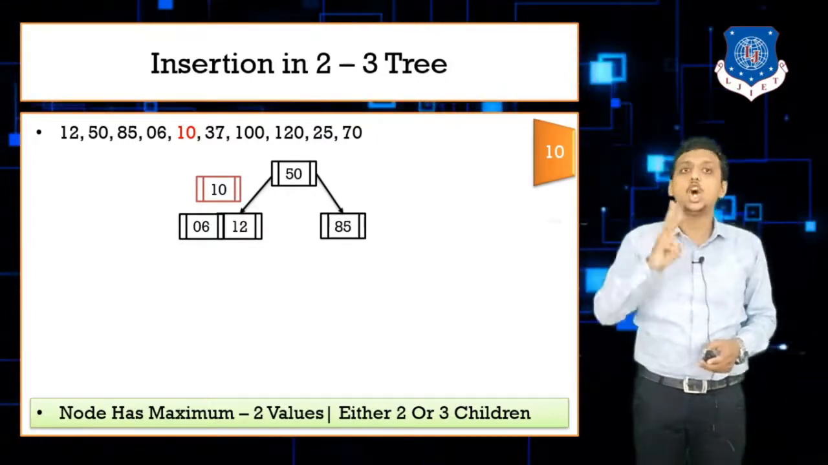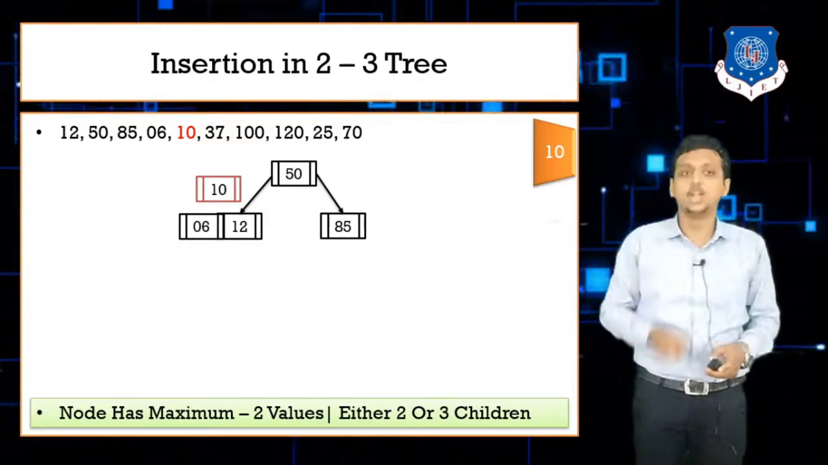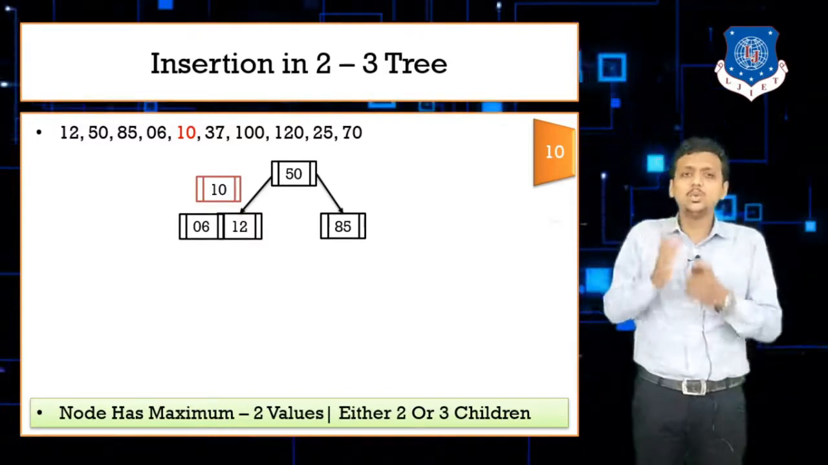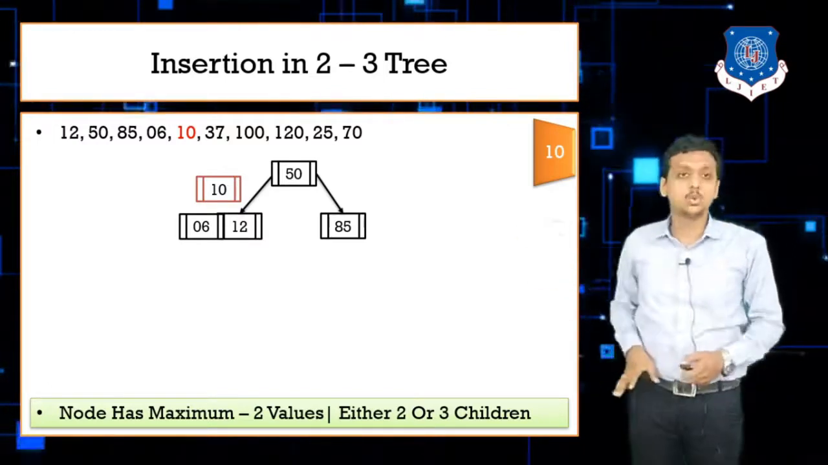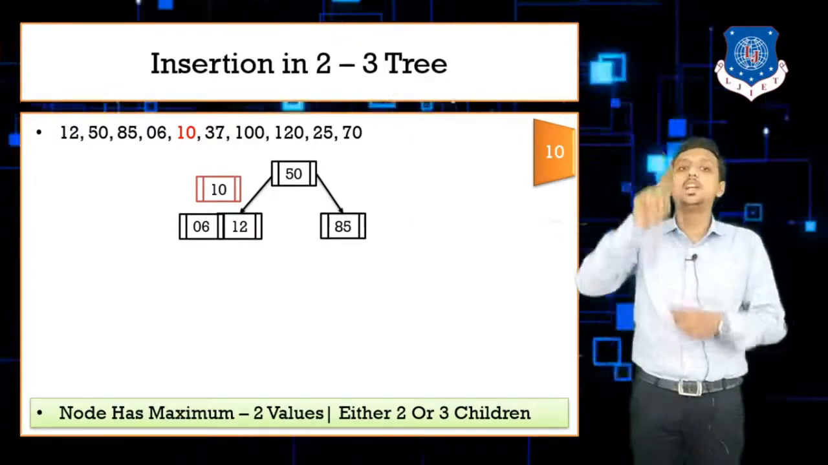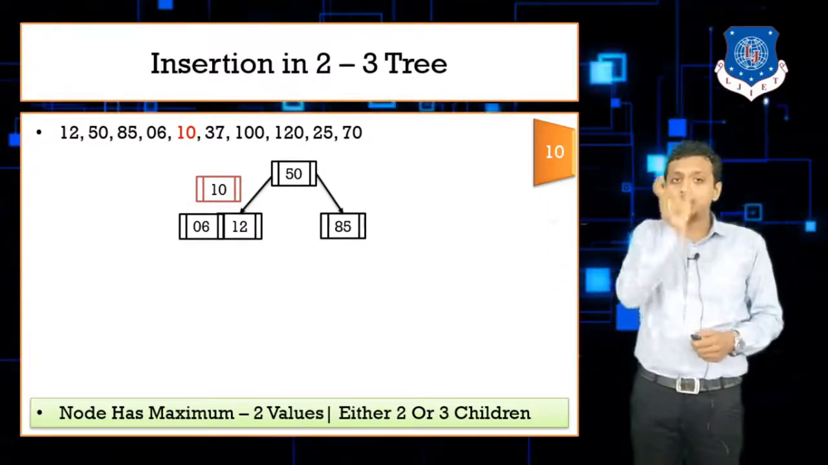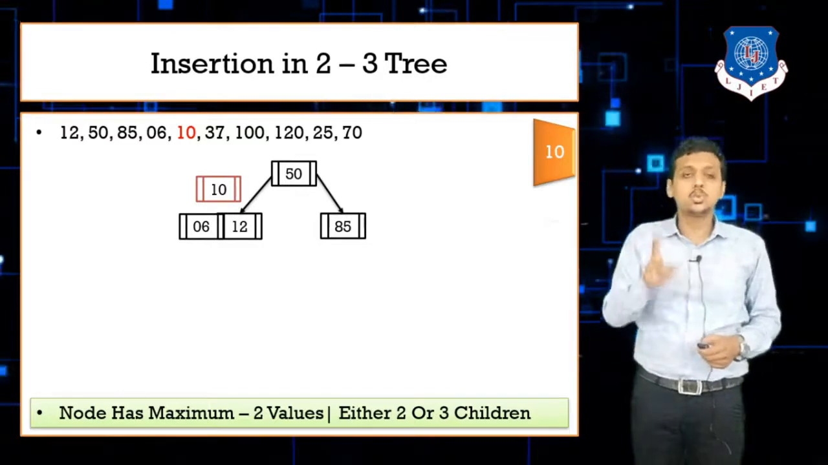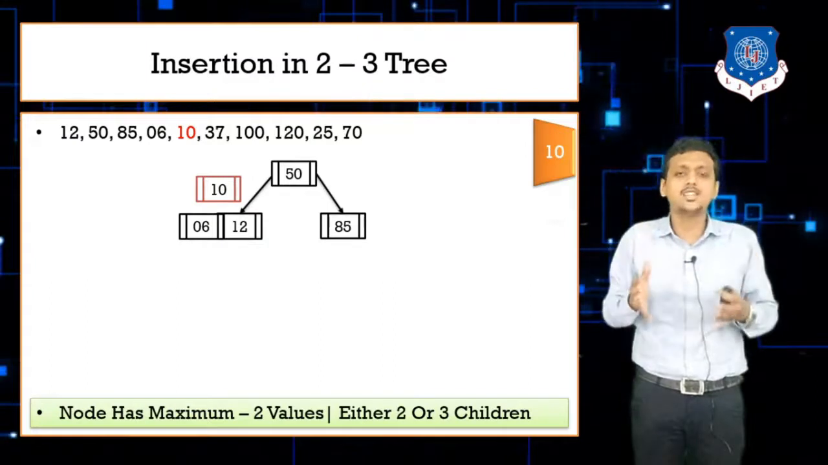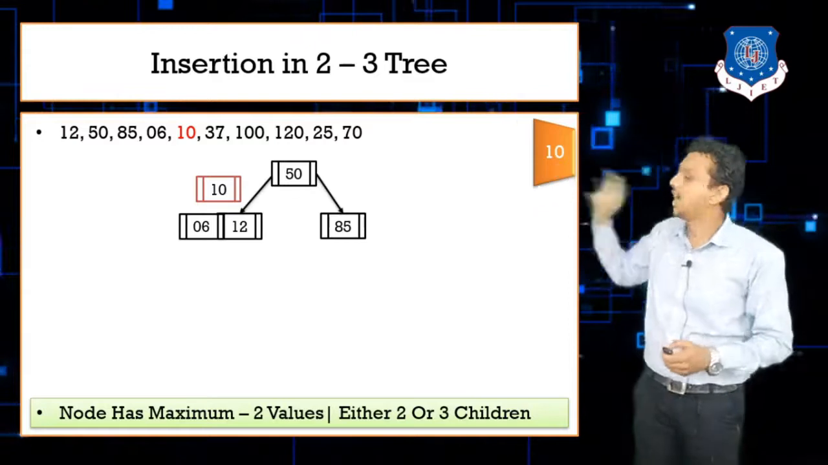So you cannot insert more than 2 values in a single node. If I try to insert 10, then this says no, you cannot insert 10 over there. So what to do? Again, you need to split the node from the middle element. Now again the same situation as previous: I have only 2 values, 6 and 12, so I cannot decide where to split. So what I am going to do is put 10 over there.